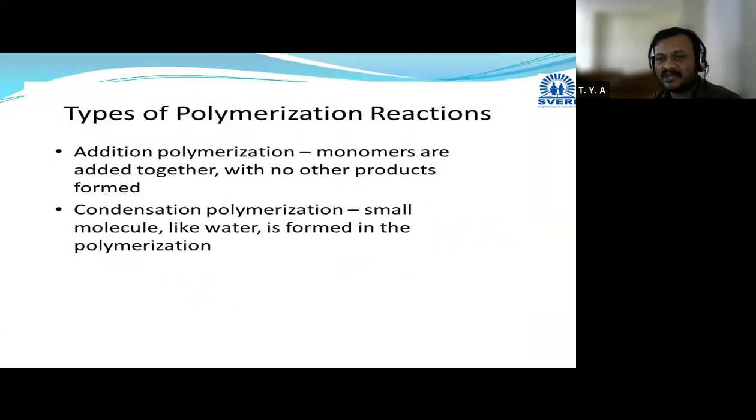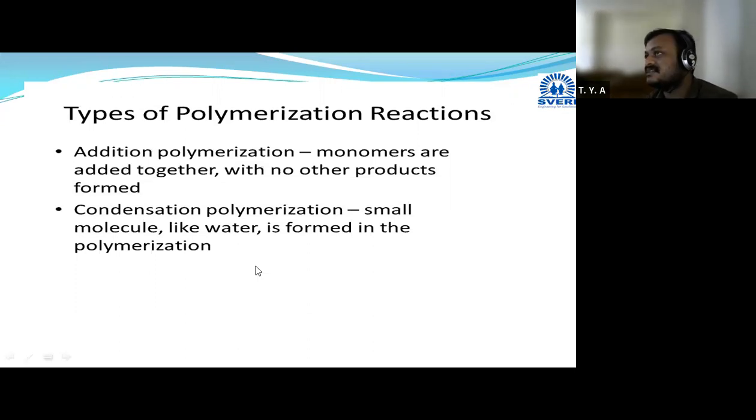First I will tell you the basic difference between addition polymerization and condensation polymerization. In addition polymerization, monomers are added together, stitched together or joined together without formation of any byproduct. There will not be any byproduct. In addition polymerization, no byproducts are formed.